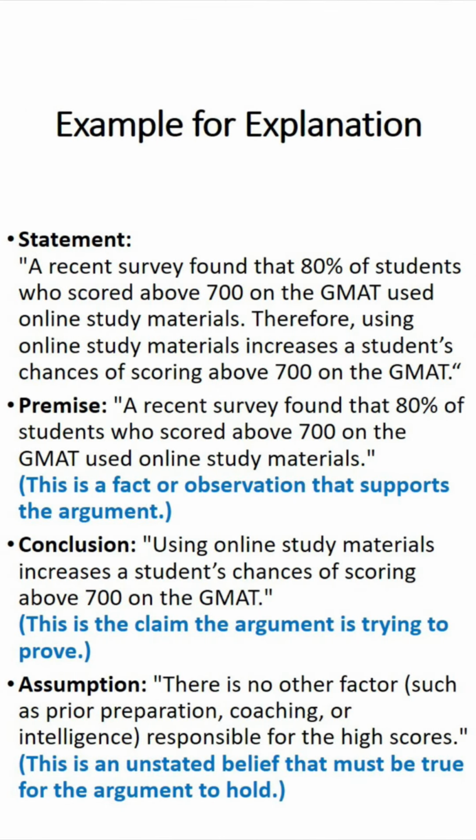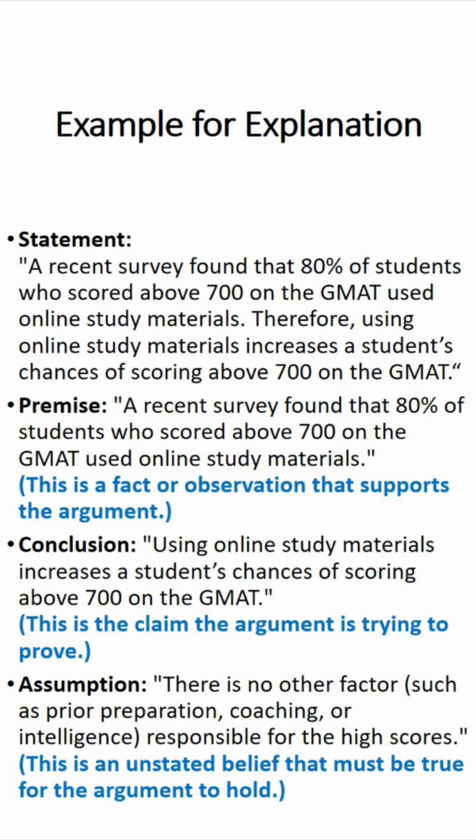The example is in front of you on the screen. I will read it out for you. The statement is: A recent survey found that 80% of the students who scored above 700 on the GMAT used online study materials. Therefore, using online study material increases a student's chances of scoring above 700 on the GMAT. See, here there is only one premise and one conclusion, and both are quite visible.